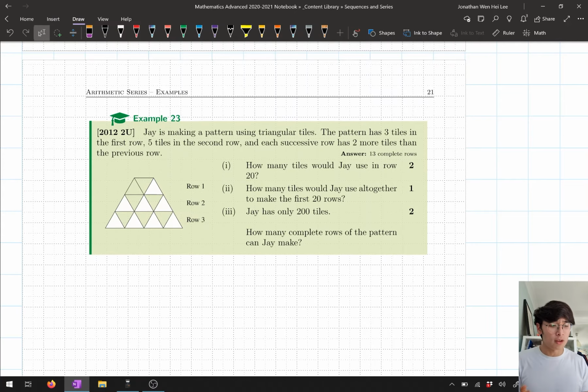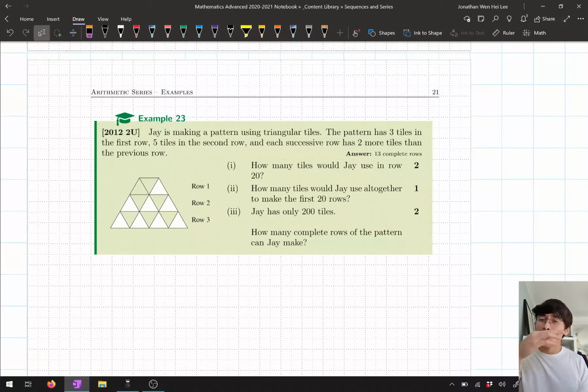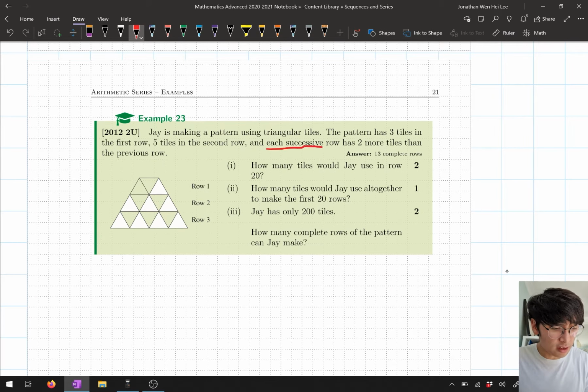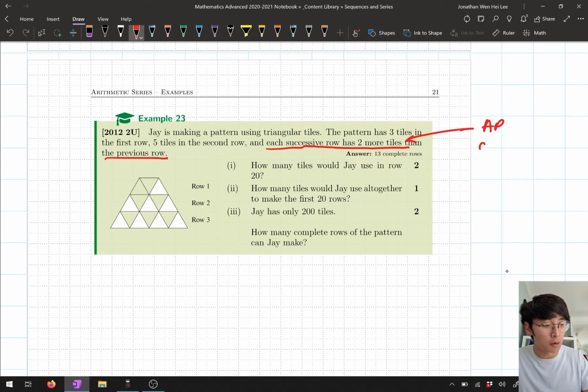Now, if you have a look at this question, I asked this in class as well: what phrase in this question indicates to you that you're working with arithmetic progressions? Well, this part here, each successive row has 2 more tiles than the previous row. What this tells me is that each time I go to the next row, I'm adding on 2 extra tiles. So this bit indicates to me that this is an AP. And not only that, it tells me what the common difference is. The common difference is 2. So let's have a look at the questions here.